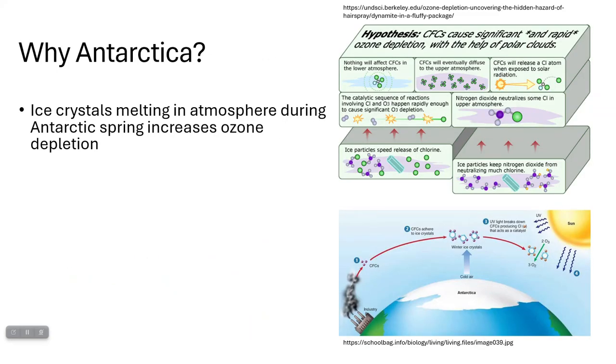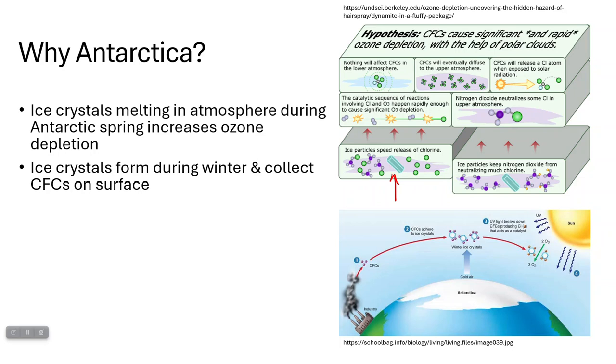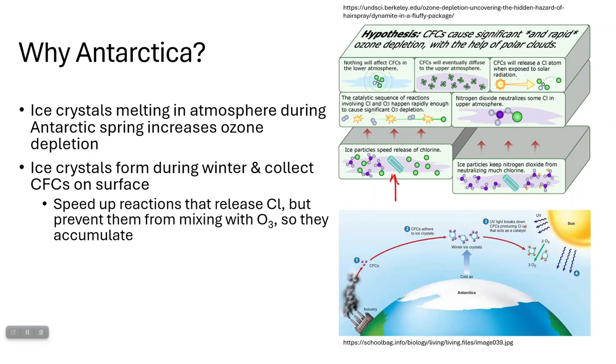You may ask yourself, well, why is all this happening mostly over Antarctica? And there are a couple of explanations. One of which is that in the winter, there are ice crystals that form in the Antarctic air and clouds and so on. When those melt, that's going to help increase ozone depletion. And here's how. So ice crystals form during the winter and then they collect CFCs on their surface. They also speed up the reactions that release the chlorine, but they don't let them mix with the ozone in the stratosphere. So they start building up.